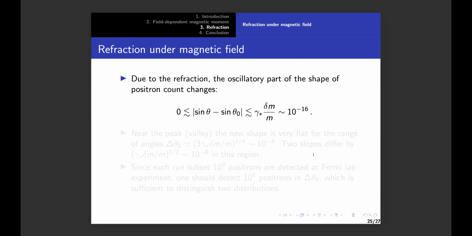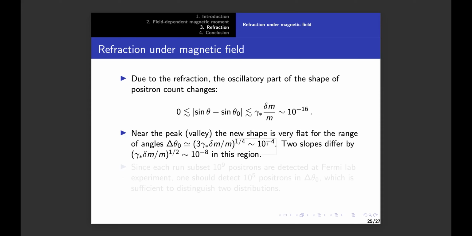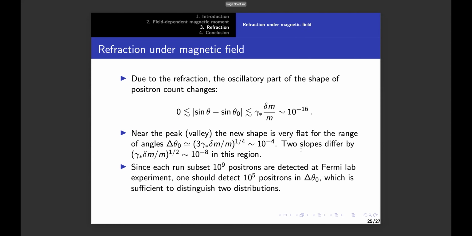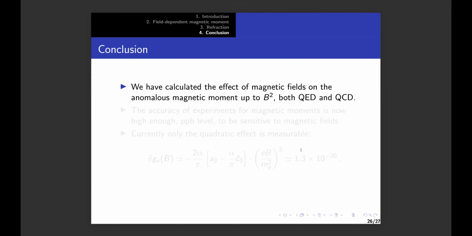So due to the deflection, the change in the shape of the oscillating part is quite small, but near the peak, the new shape is very flat for this angle range, and the slope differs by 10 to the minus 8. So in each run subset, 10 to the 9 positrons are detected at Fermilab. So one should detect 10 to the 5 positrons in this angle range, which I think is sufficient to distinguish two distributions. Okay, let me conclude.